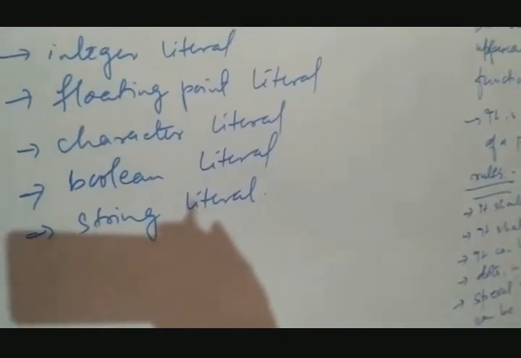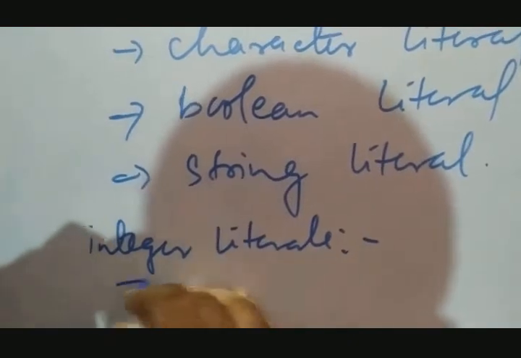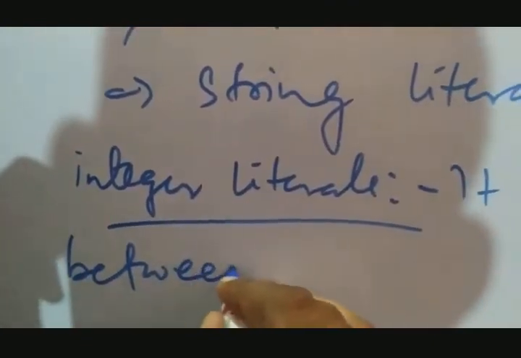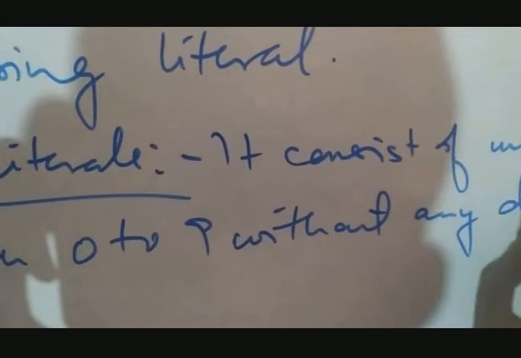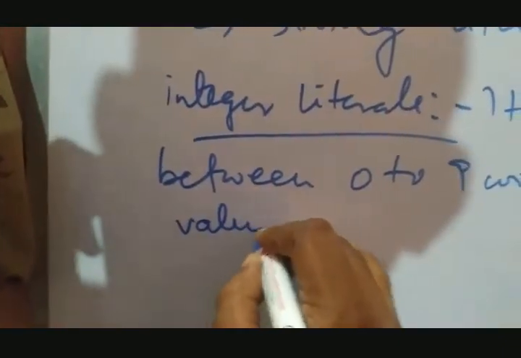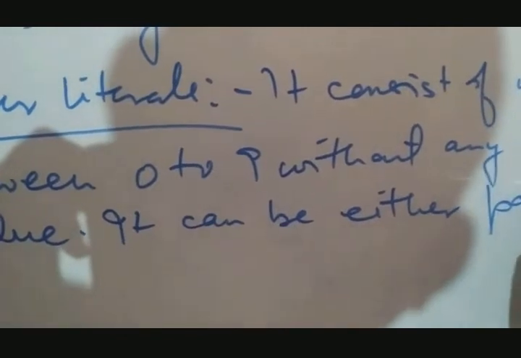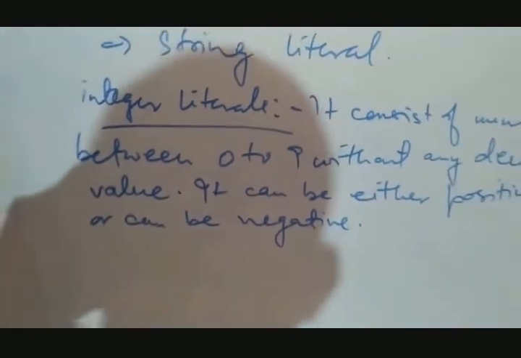Now coming to integer literal. It consists of numbers between 0 to 9 without any decimal. No decimal is allowed here. It can be either positive or it can be negative.